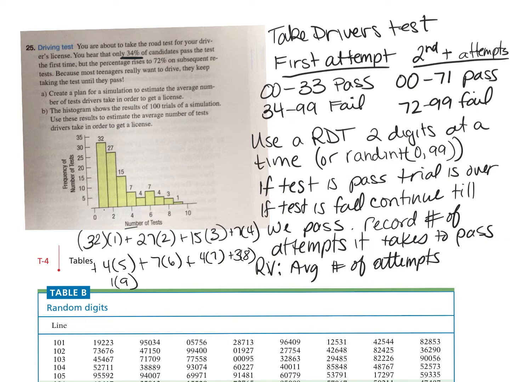32 plus 27 times 2 plus 15 times 3 plus 7 times 4 plus 4 times 5 plus 7 times 6 plus 4 times 7 plus 3 times 8 plus 9. So I got 282, so that adds up to 282 divided by 100. So that's 2.82 average. So based on this simulation, not ours, we haven't done it yet, we're looking at the simulation that was done below.